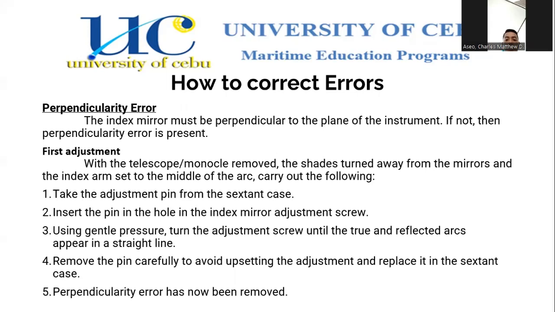Take the adjustment pin from the sextant case. Insert the pin in the hole in the index mirror adjustment screw. Using gentle pressure, turn the adjustment screw until the true and reflected arcs appear in a straight line. Remove the pin carefully to avoid upsetting the adjustment and replace it in the sextant's case. Perpendicularity error has been removed.